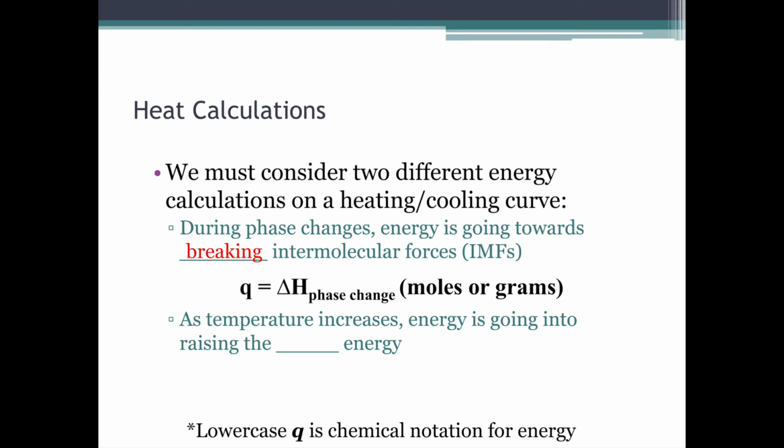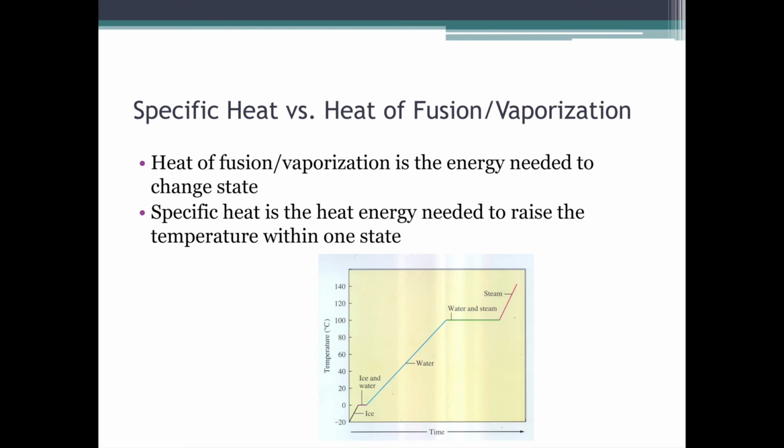As temperature increases, so on those diagonal lines, energy is going into raising the kinetic energy, which means instead we're using MCΔT, the mass times the specific heat times the change in temperature. Which means if we're talking about one energy addition, we might have multiple energy calculations. So, specific heat versus heat of fusion and vaporization. We've talked about this before.